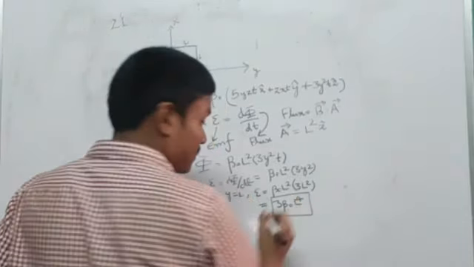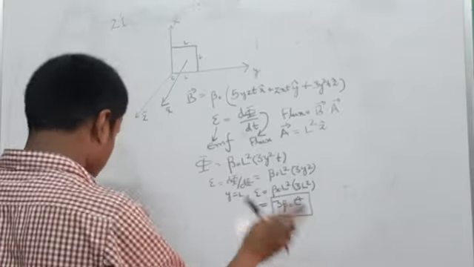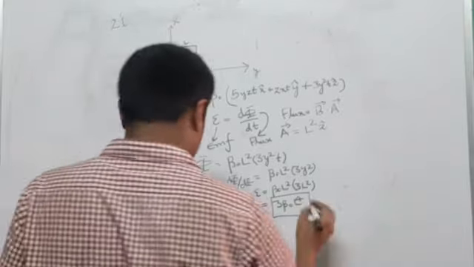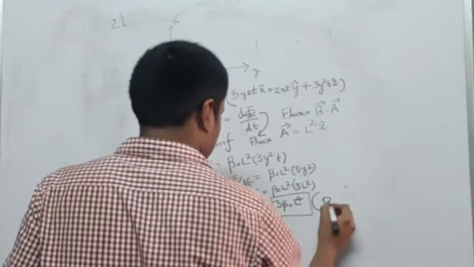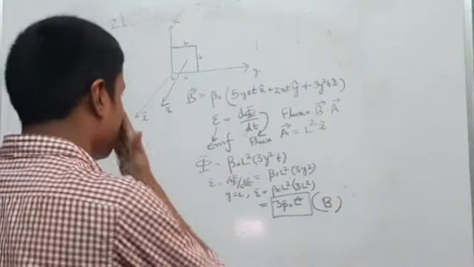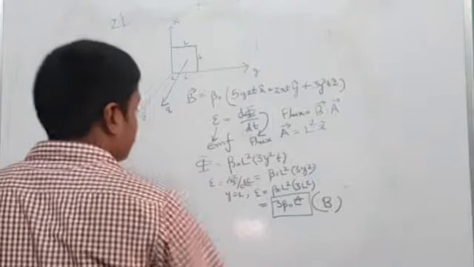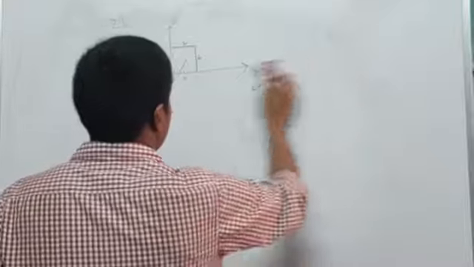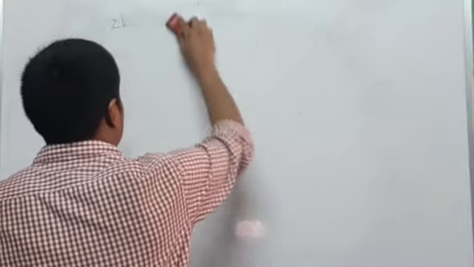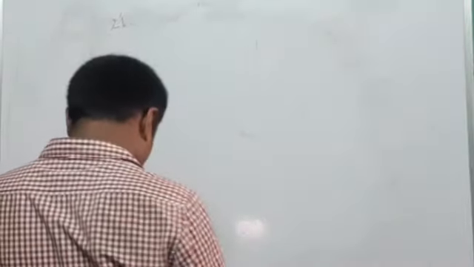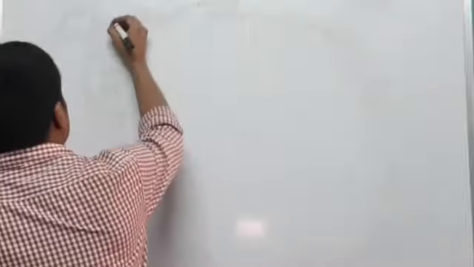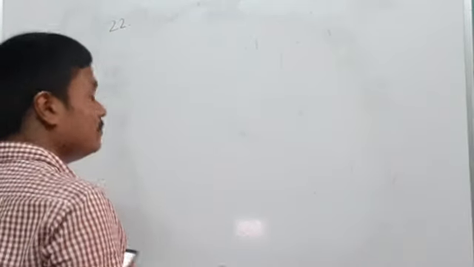That is our answer: 3 beta naught times L to the power 4, which is option B. This concludes our problem of induced EMF in a square loop. Simply apply Faraday's law and take note of the geometry. Let's move on to question 22.